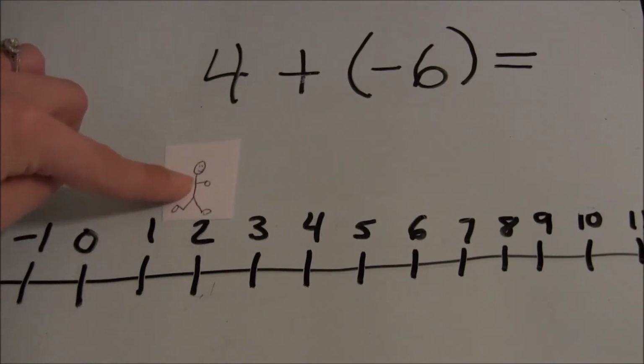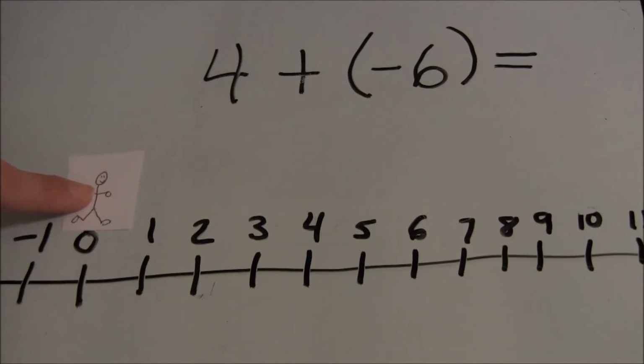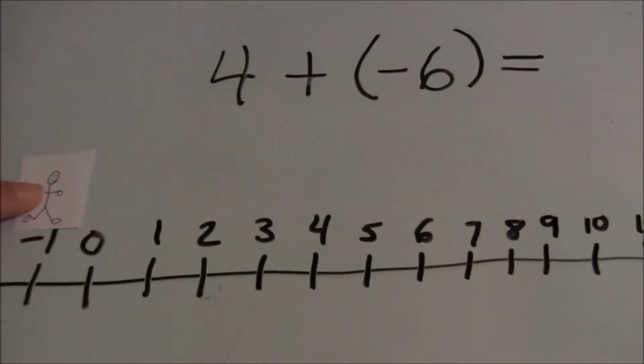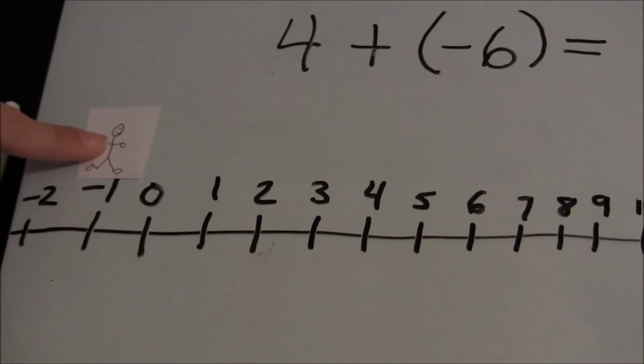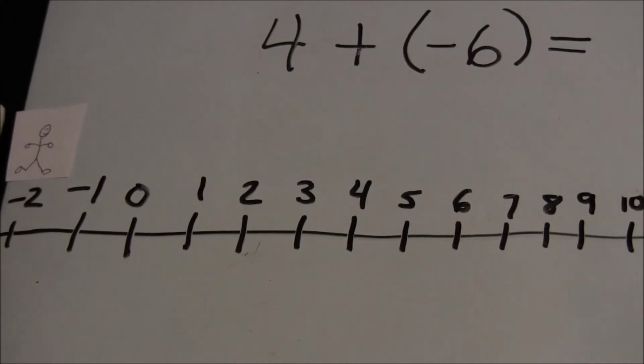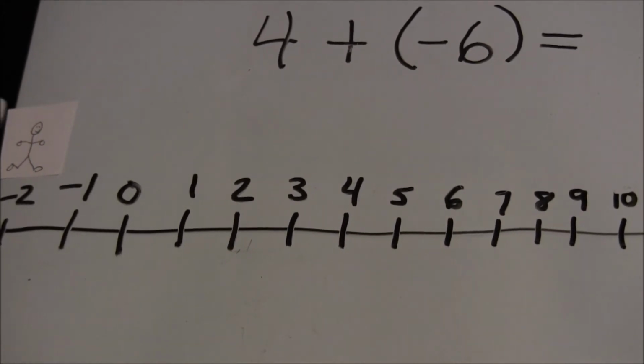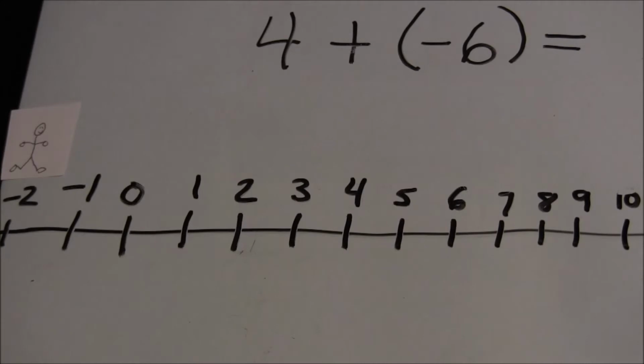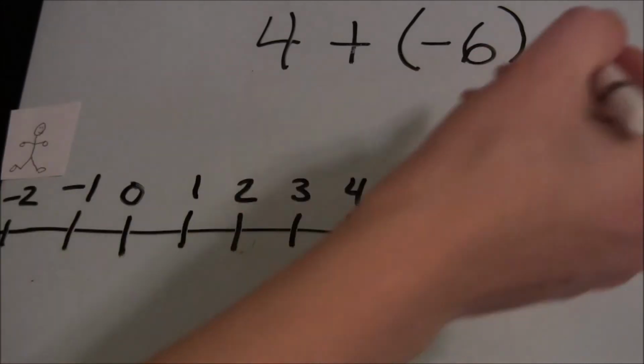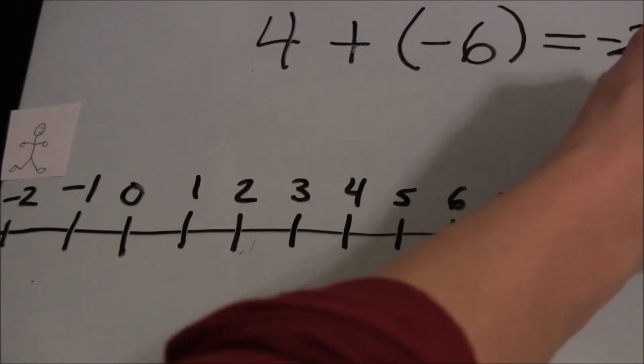1, 2, 3, 4, 5. I'm going to move this camera this way. There we go. And he ends up on negative 2. So the answer to 4 plus negative 6 is negative 2.